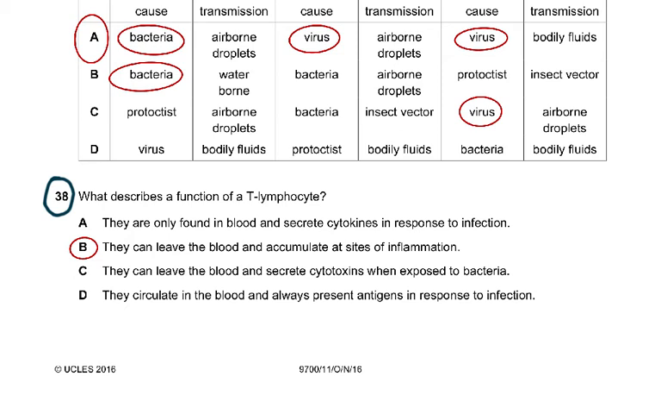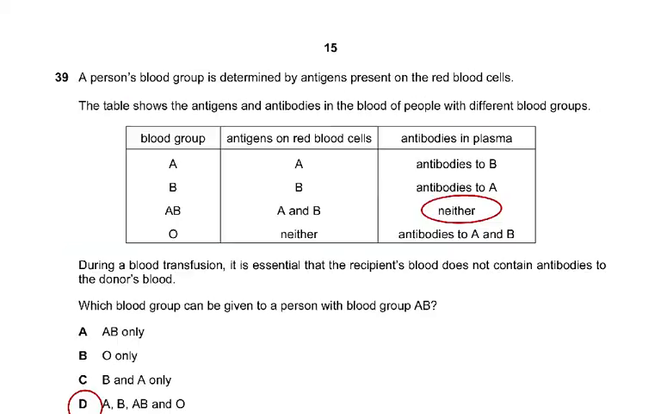They can leave the blood, secrete cytotoxins. That's another wrong answer. And they secrete, always present antigens. I'm sorry, antigens are present on the pathogens, and that is going to cause the infection. And then we come on to question 39.